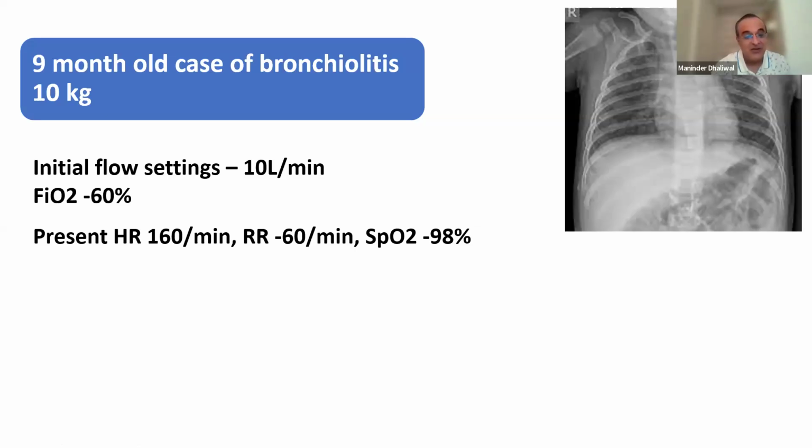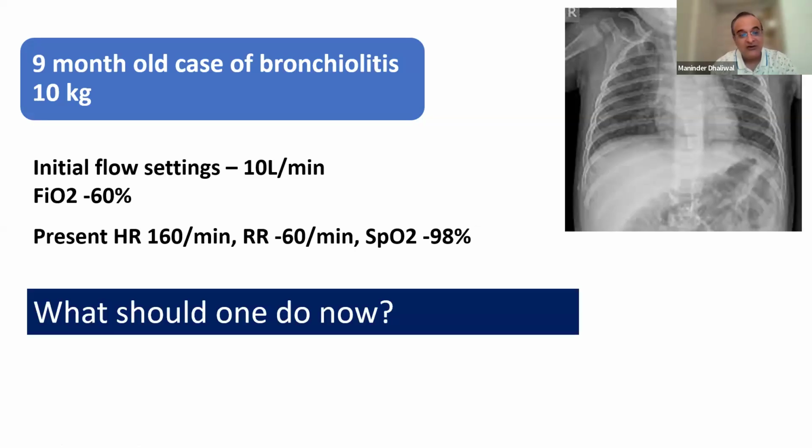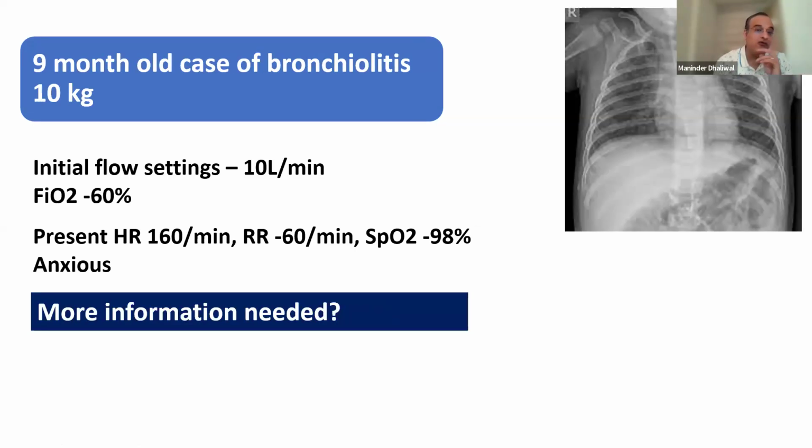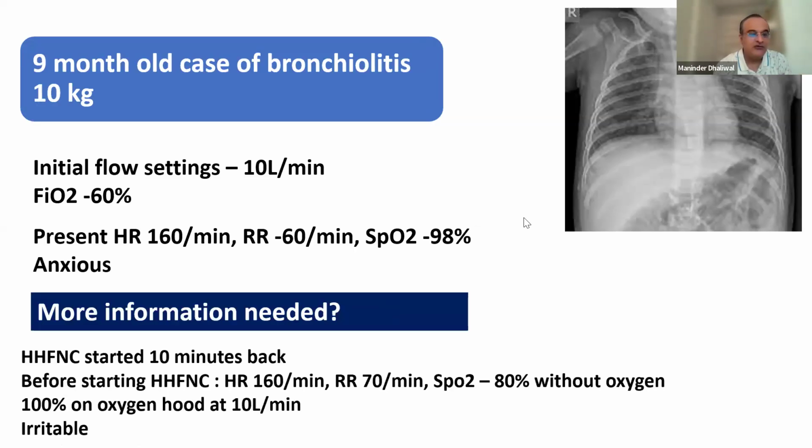But now what is important, you should understand this patient is already on HFNC. So before saying what I should do now, you should know what was there before. So this was started 10 minutes back, HFNC. Before starting HFNC, the heart rate was 160. Still it is 160. Respiratory rate was 70. Now it is 60. Saturation was 80 without oxygen, and was 100% on oxygen by hood at 10 liters per minute. And over here, the child was irritable. Now the child has become more anxious but consolable.